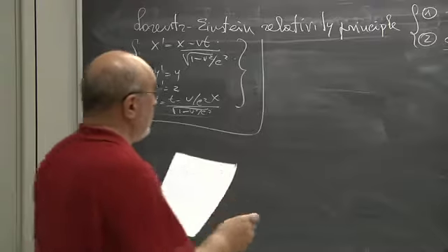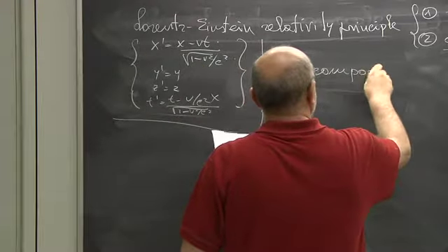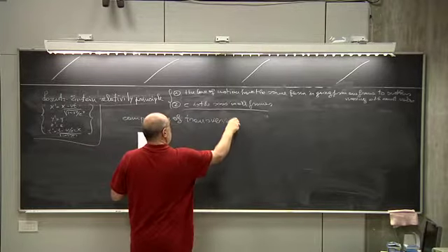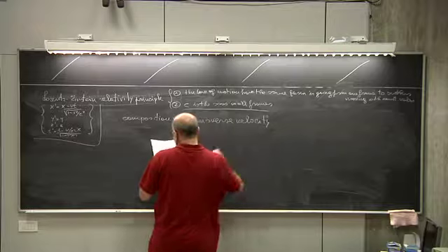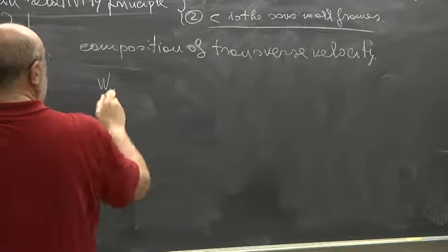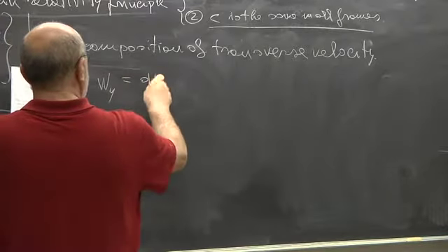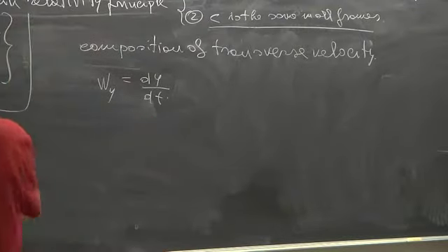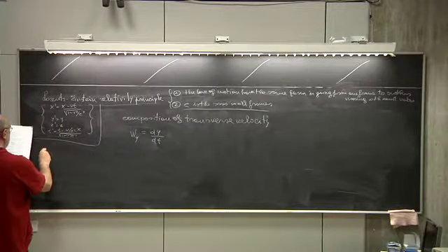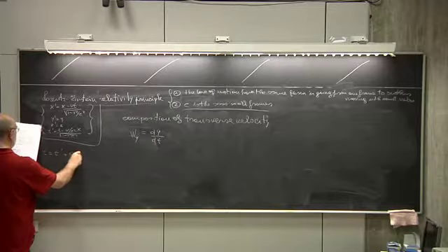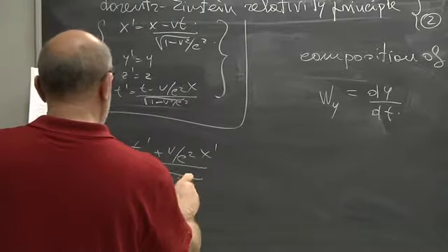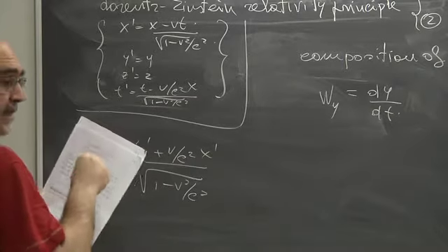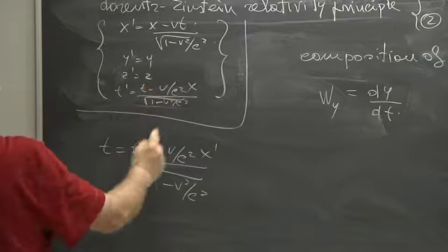So now, let's do composition of transverse velocity. That means we have our particle whose velocity is w. Let's suppose it has a component along y. And we want to see how it relates to the new one. Now, let's do the inverse of this. It's one of the homework. You get t equals (t prime plus v over c squared x prime) over the square root of 1 minus v squared over c squared. I did the inverse of this; do it as homework. It's indicated in the pages as homework.